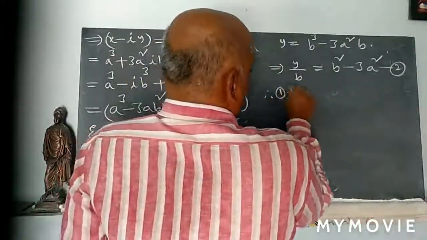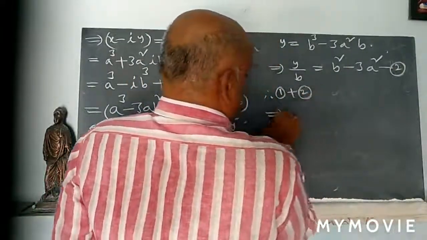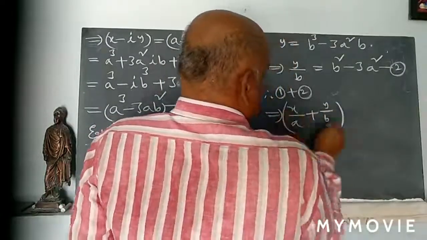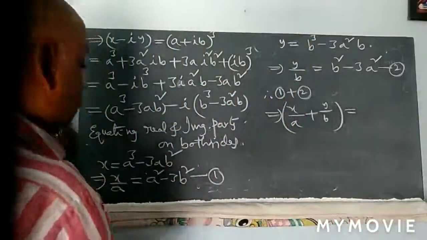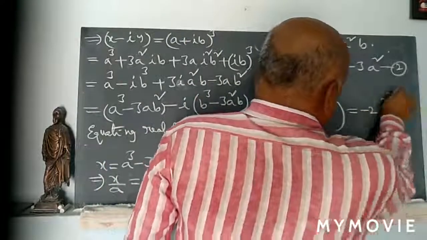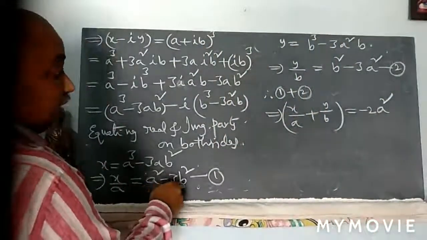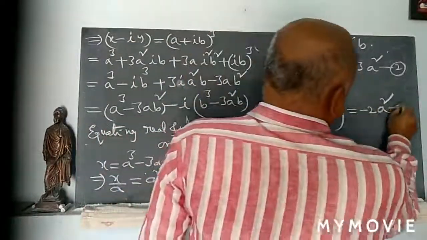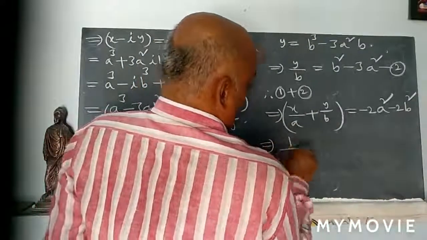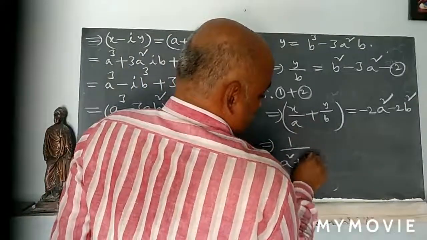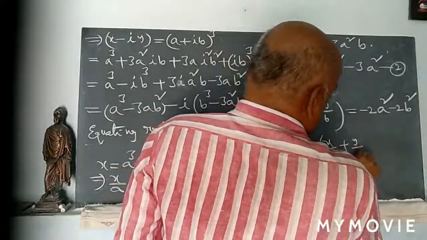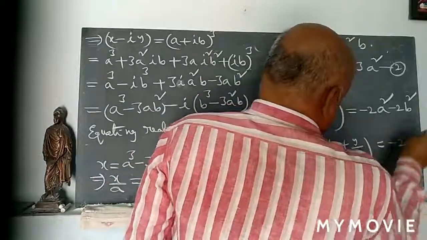Therefore 1 plus 2 implies x by a plus y by b is equal to a square minus 3a square, which is minus 2a square, and again minus 3b square plus b square, which is minus 2b square. So this implies 1 by (a square plus b square) into (x by a plus y by b) is equal to minus 2.